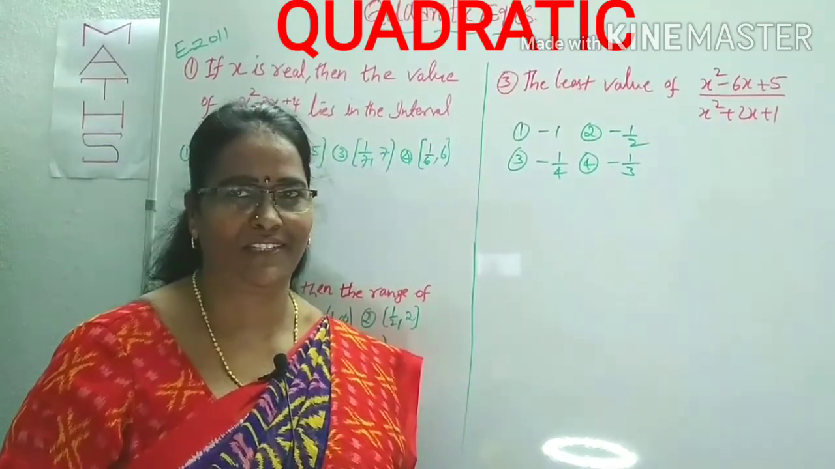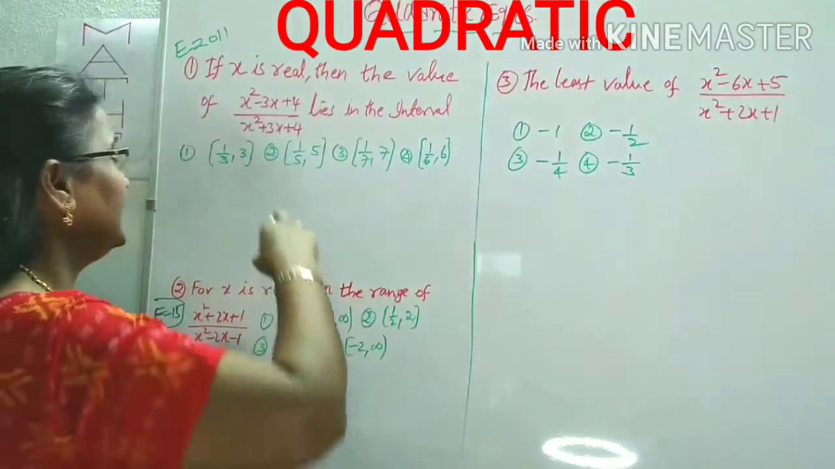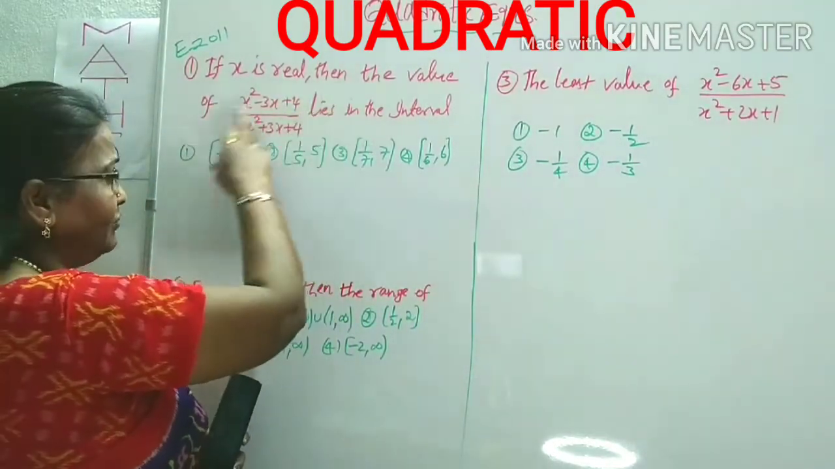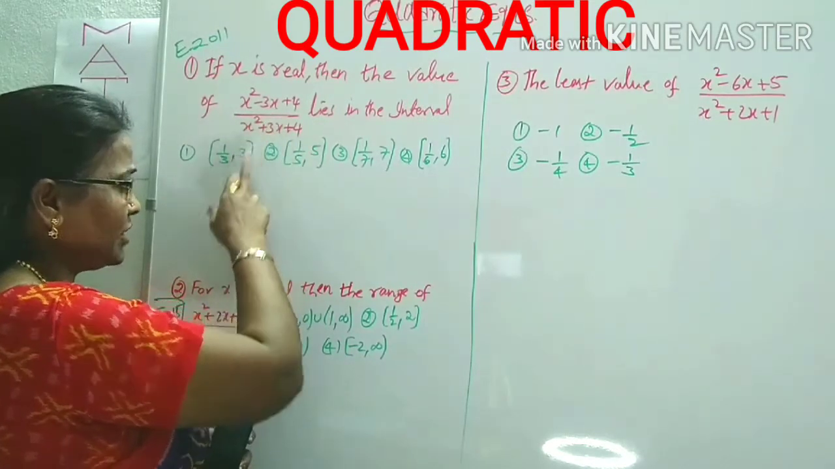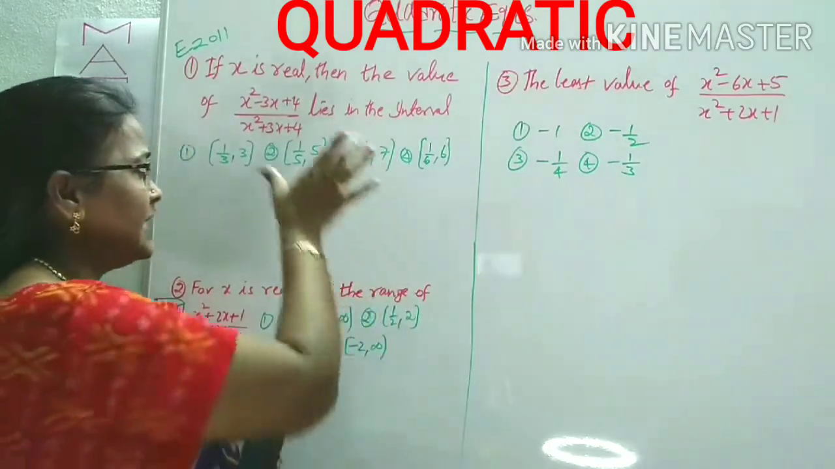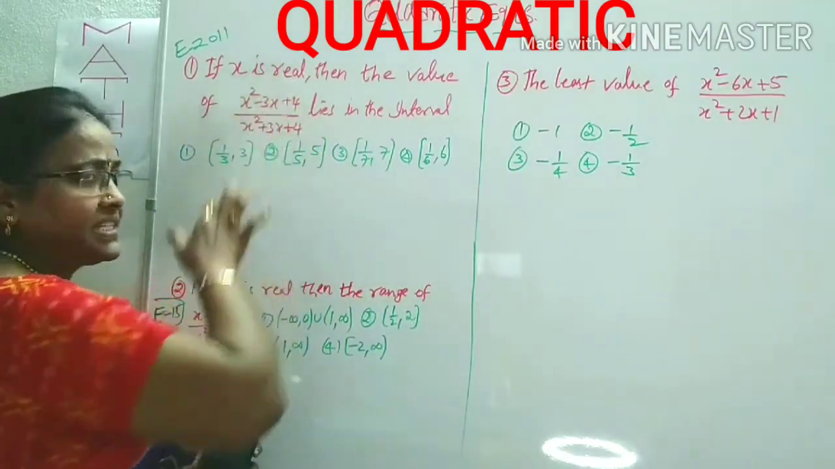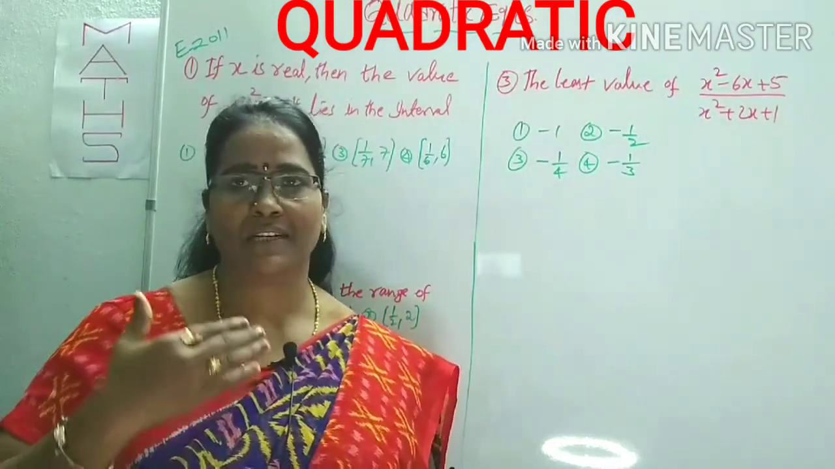So now look at the first question. Are you ready? Yes. Now look at the first question. If x is real, then the value of the expression (x square minus 3x plus 4) by (x square plus 3x plus 4) lies in which interval? Which interval has he asked? An expression is given. If x is real, in which interval is the expression valid, we have to find out.